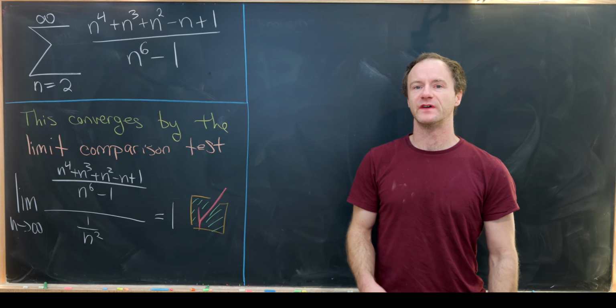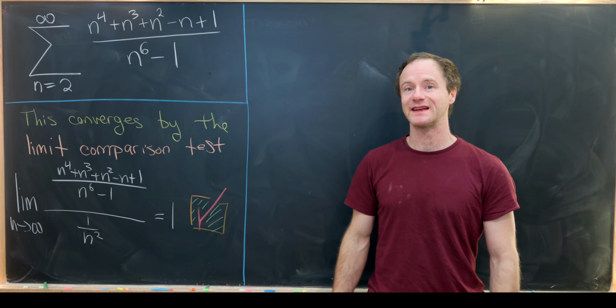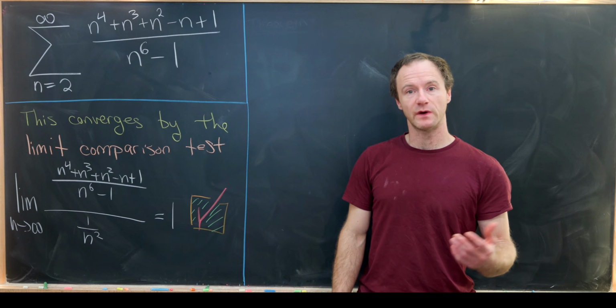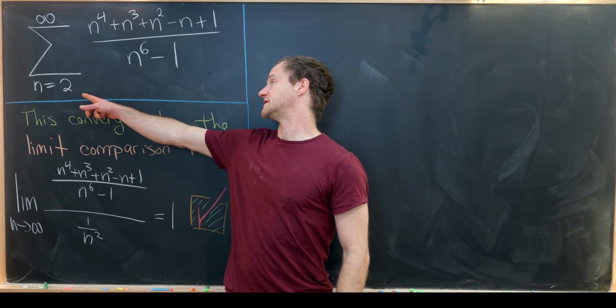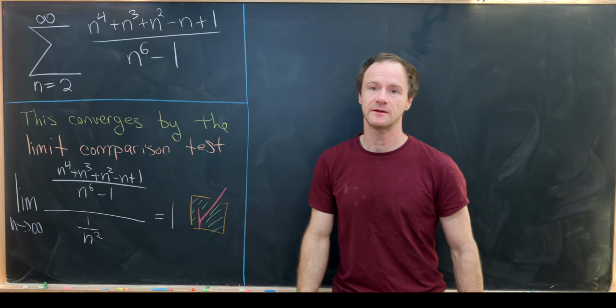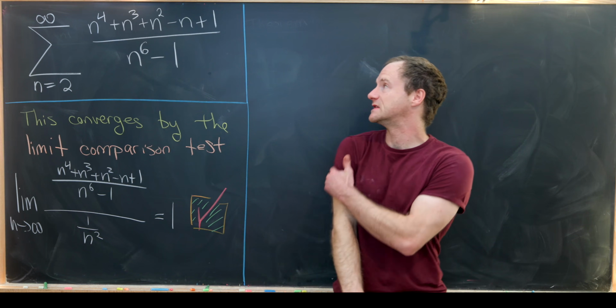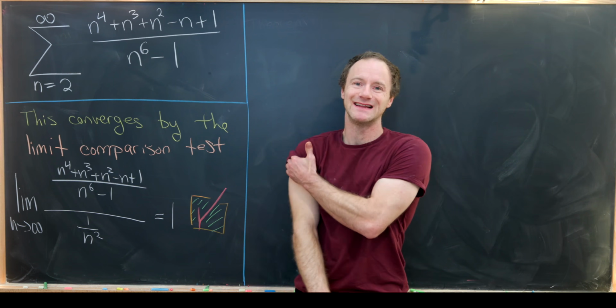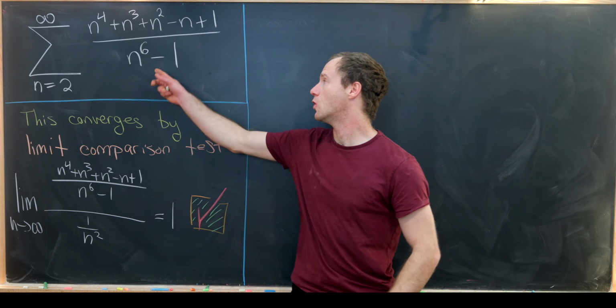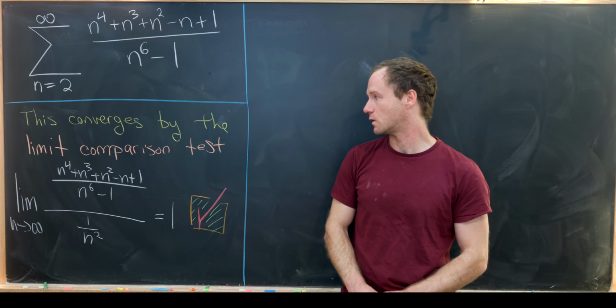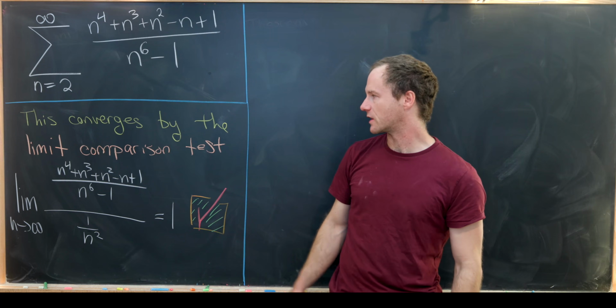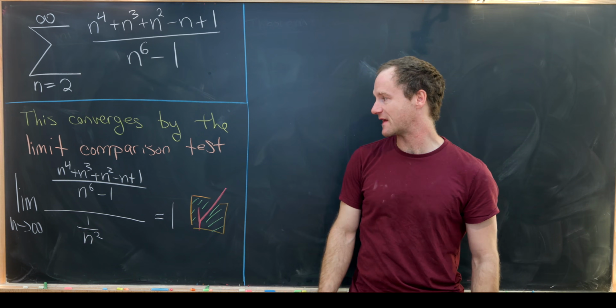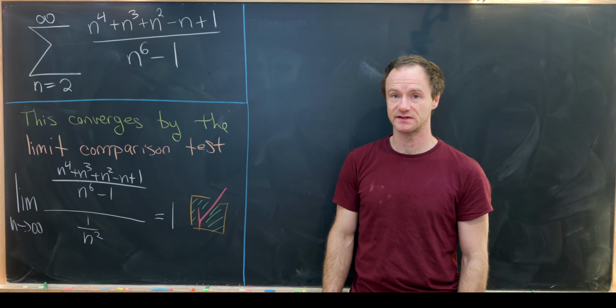Here we're going to find the value of an infinite sum using a couple of really nice strategies. In particular, we're going to be looking at the sum as n goes from 2 to infinity of n to the fourth plus n cubed plus n squared minus n plus 1 over n to the sixth minus 1. And before we get started, I want to notice that this converges by the limit comparison test.